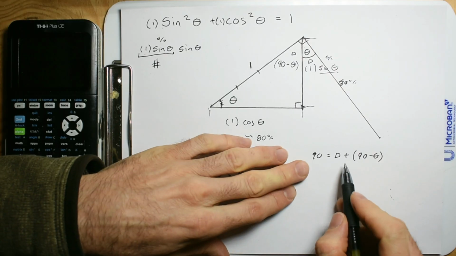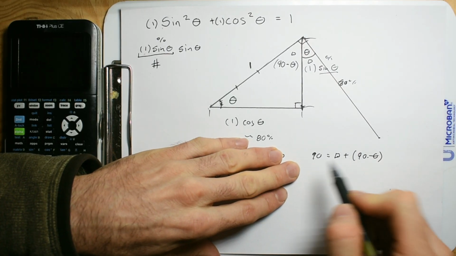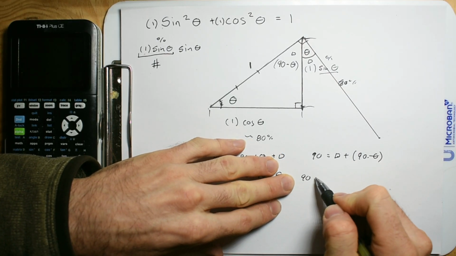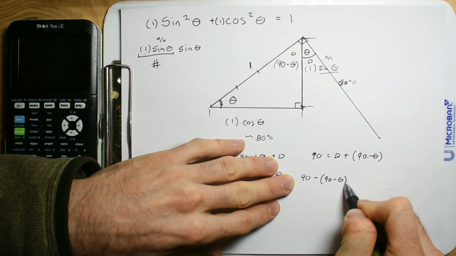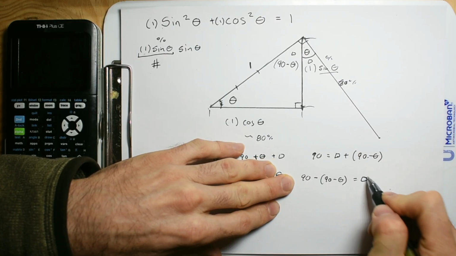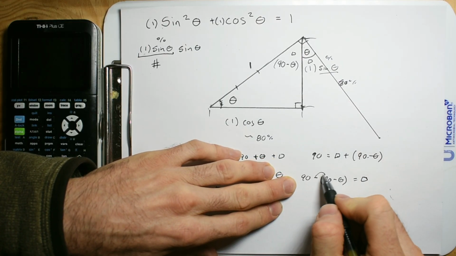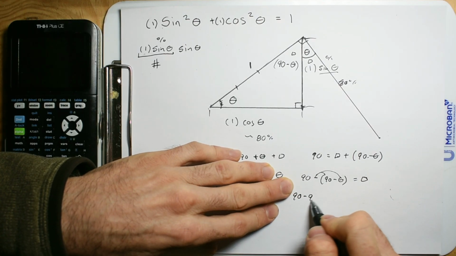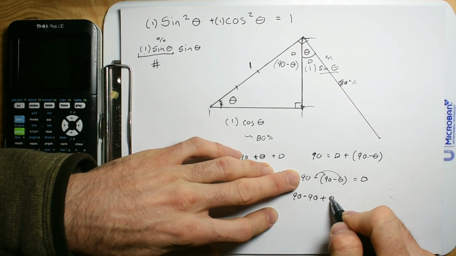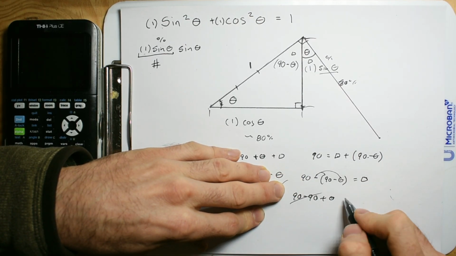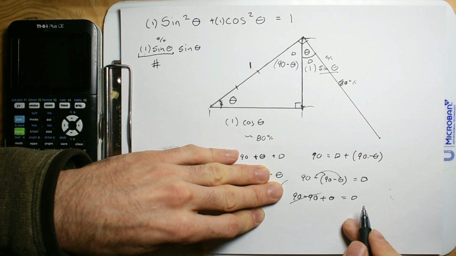All right, sweet. So let's get this to the other side. That's going to be 90 minus theta is equal to something we don't know. And you have to FOIL this through. So this is going to be 90 minus 90, and then it's just going to be plus theta. Okay, so those two cancel, and that angle is theta.